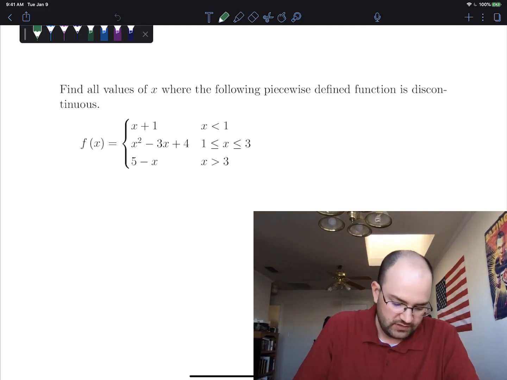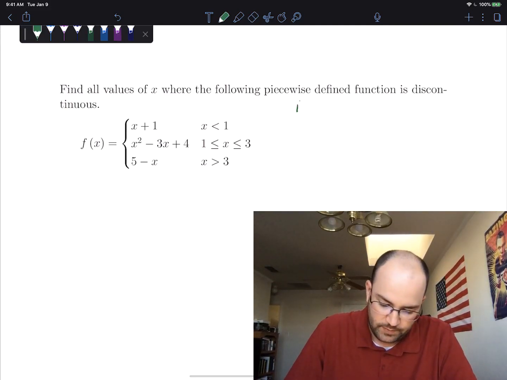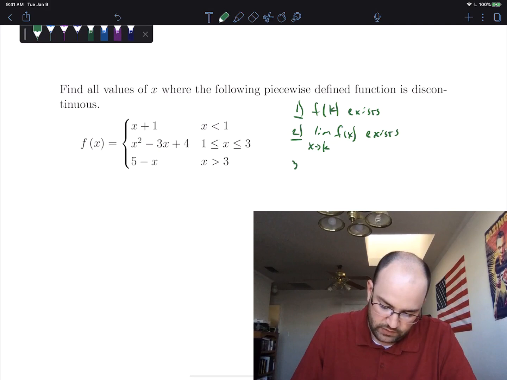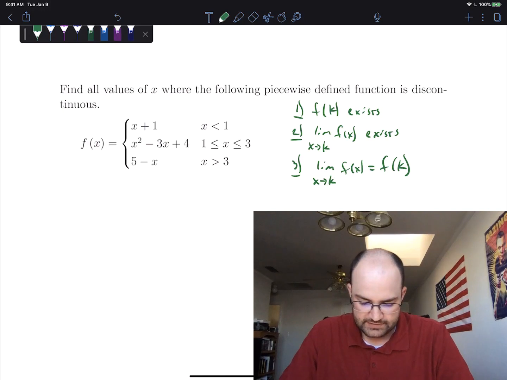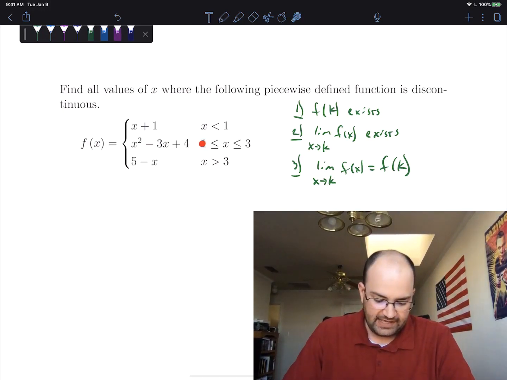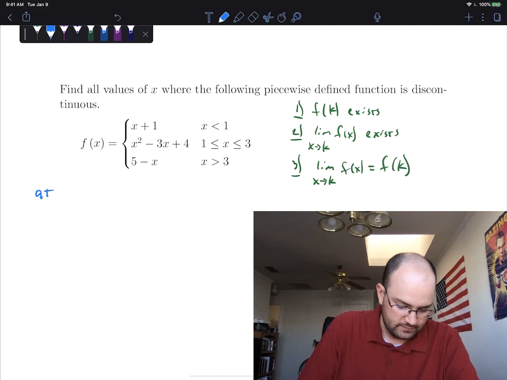So what I want to know is the limit as x, well, sorry, one second. We want to go through the three things that we need. Remember, the first thing we need is that the function value exists. The second one is that the limit as x approaches k of the function exists. And the last one is that the limit as x approaches k of the function is equal to the function value at k. So we want to go through these. At x equals 1 is the first thing we want to look at.